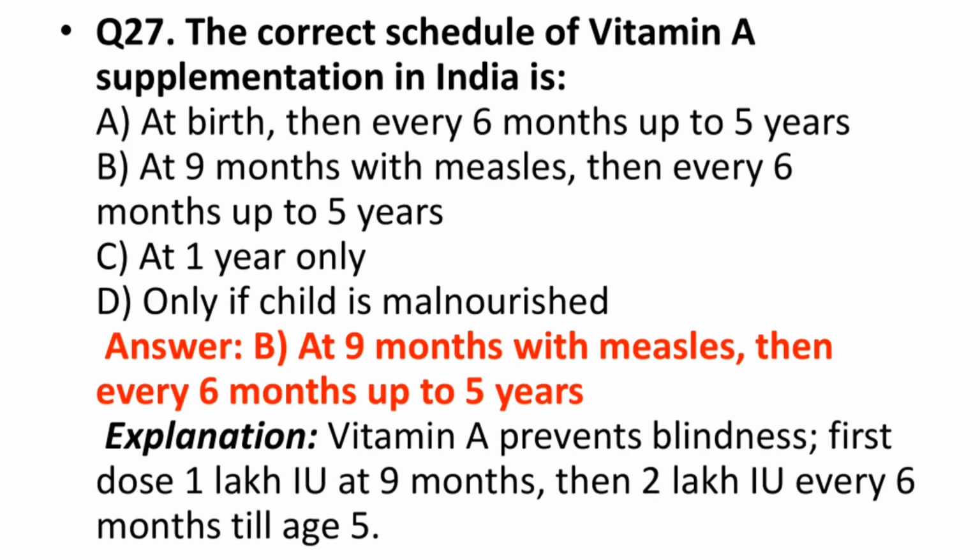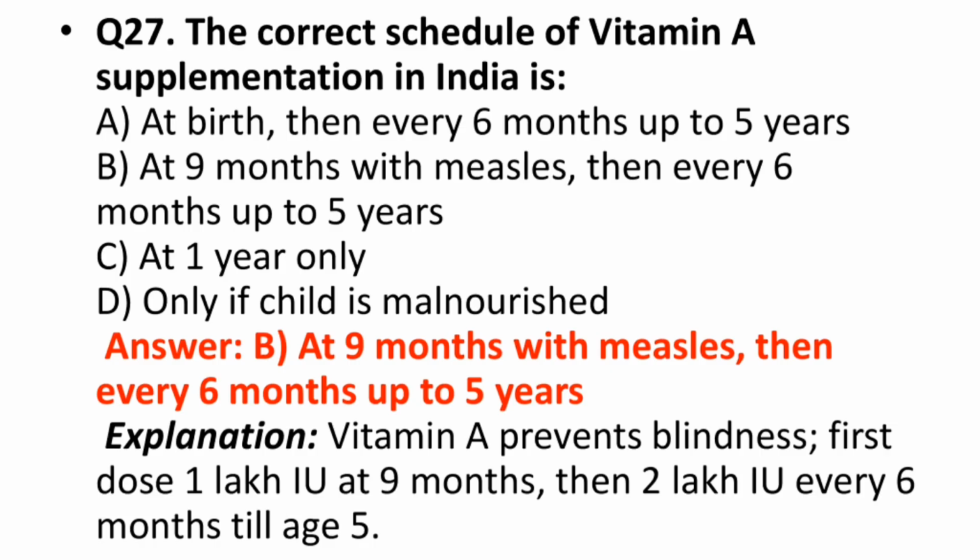The correct schedule of vitamin A supplementation in India is: option A, at birth, then every 6 months up to 5 years. Option B, at 9 months with measles, then every 6 months up to 5 years. Option C, at 1 year only. Option D, only if the child is malnourished.